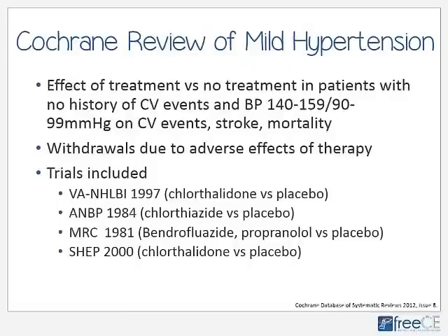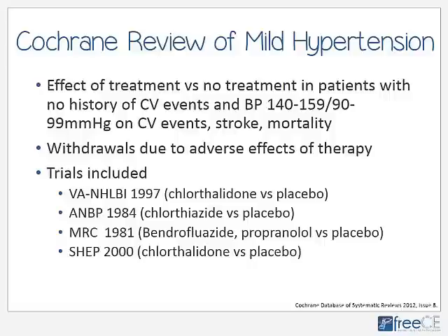We also had a Cochrane review that was published in 2012 looking at treatment of mild hypertension. So this meta-analysis looked at trials that had patients included who had no history of cardiovascular events, and their blood pressure was between 140 and 159. So these are patients that we would diagnose with hypertension. And they looked at the effect of treatment versus no treatment on the number of cardiovascular events, stroke, and mortality. They also looked at withdrawals due to adverse effects. And you can see the 4 trials that were included in that study.